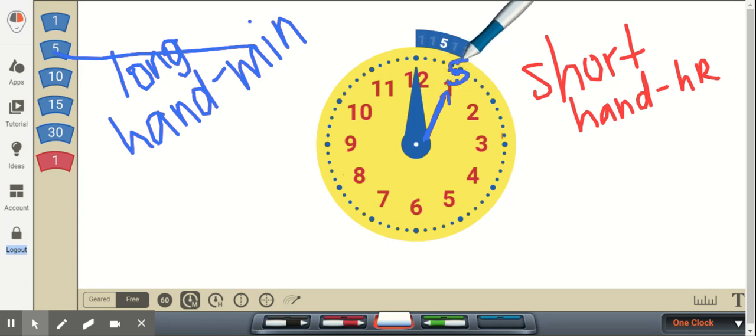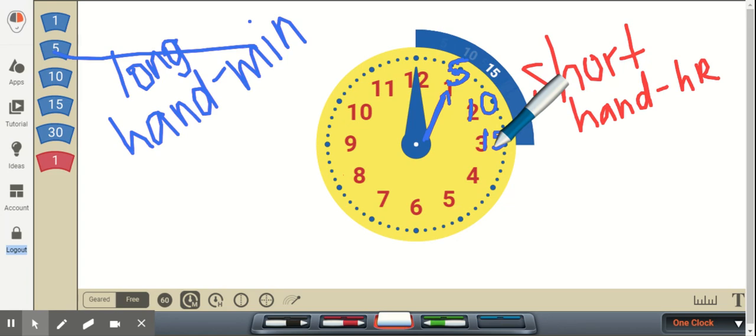Okay? Now, the same thing would happen if we have another 5 minutes. What is that now? That would now be 10 minutes. And that is why when the minute hand hits the 2, that is 10 minutes. If we add another 5 right here, now we have 15 minutes, which is why when the minute hand hits right here, it's 15.